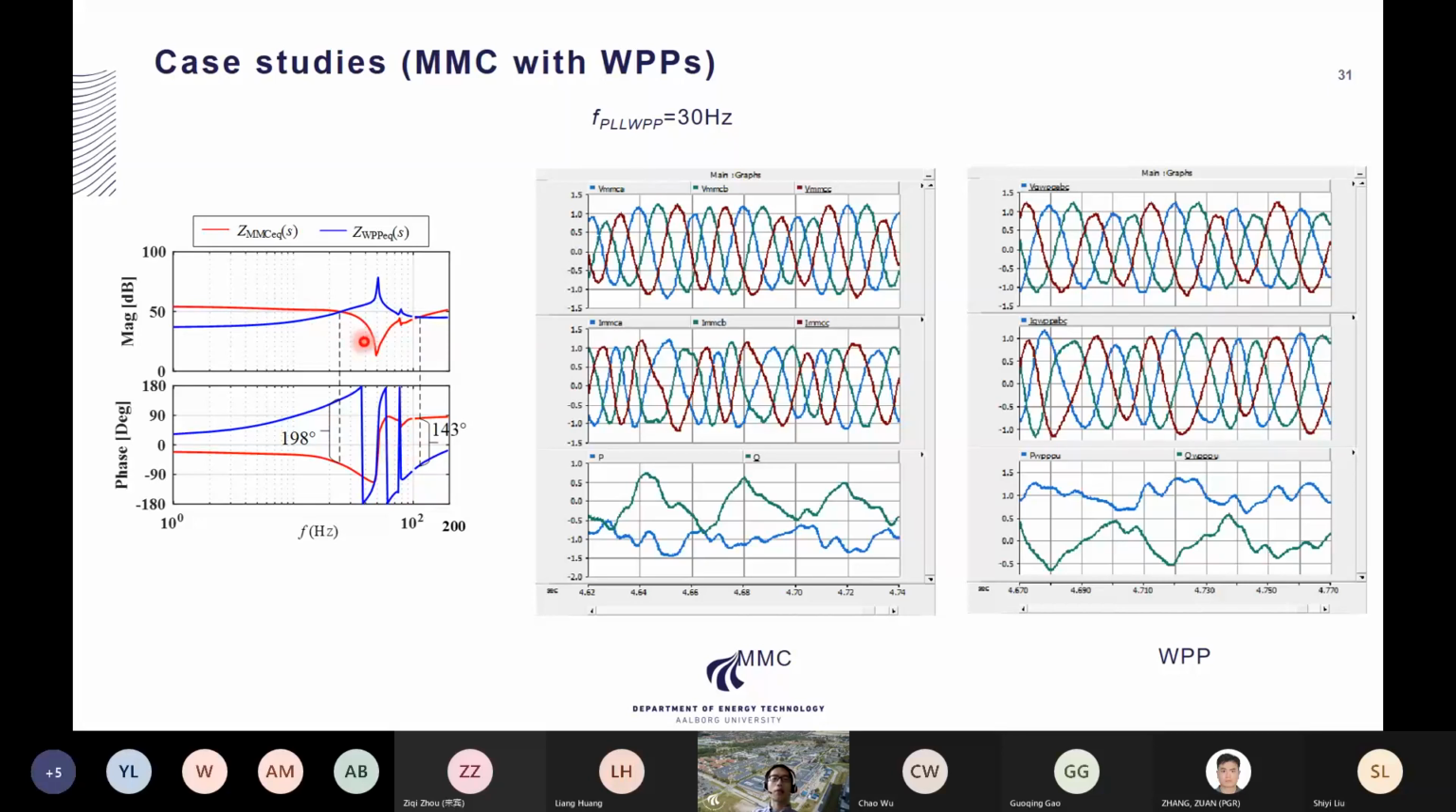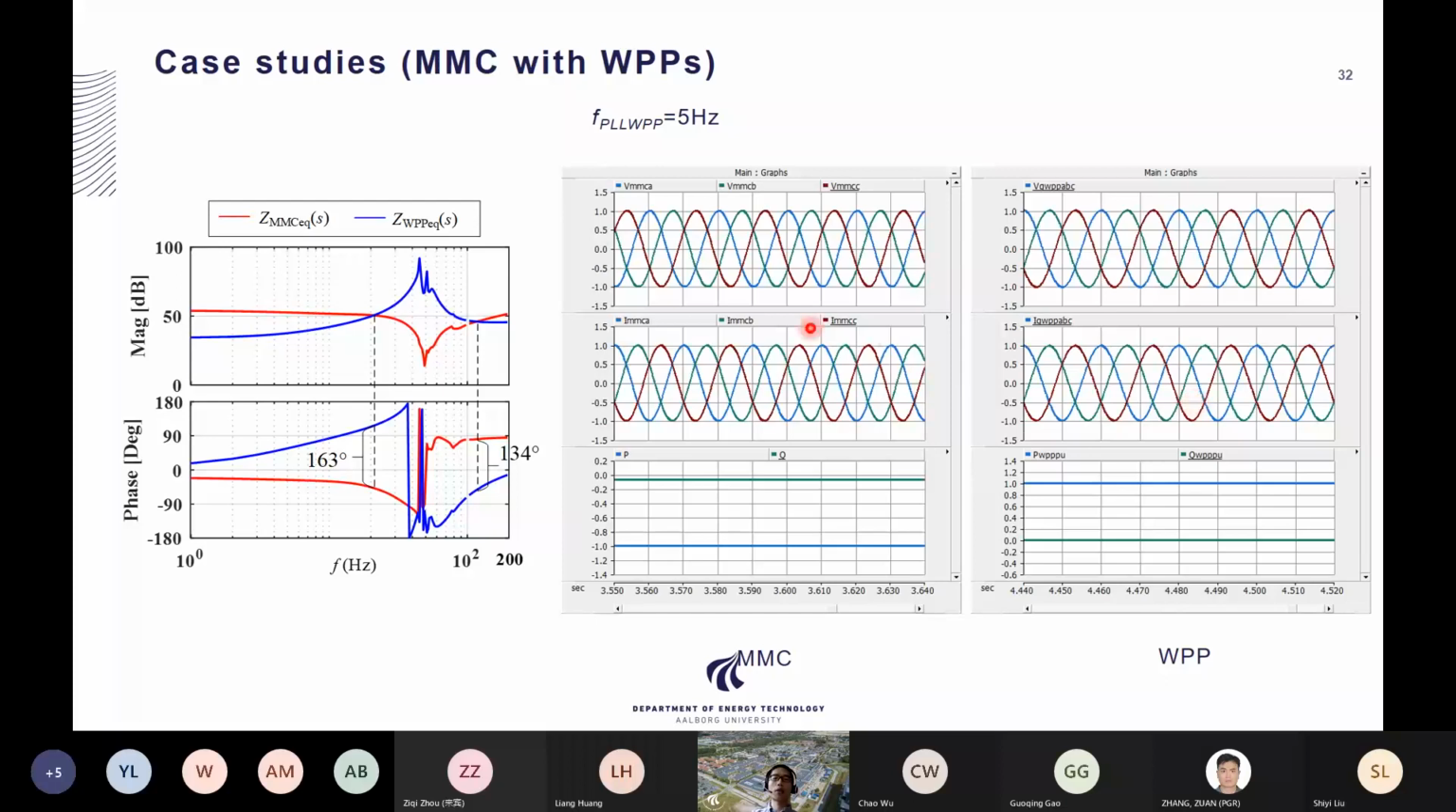Then you can see that it could lead to the possible unstable operation of the whole system. You can see that the phase angle at the intersection point of these two impedances is larger than 118 degrees, indicating the system should be unstable, which is also verified by the time domain simulation result.